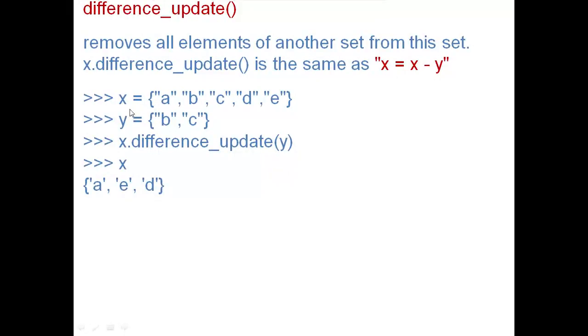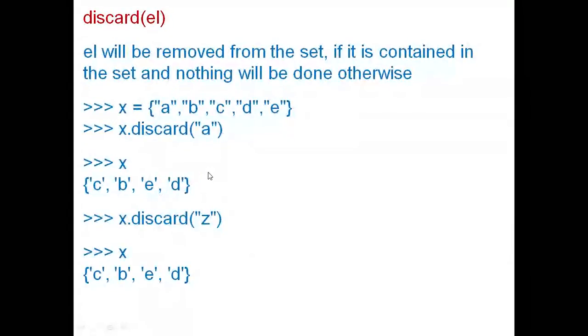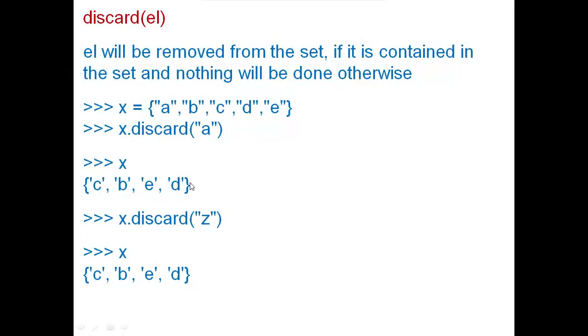Okay, so consider this example. Now I have x with 5 elements a, b, c, d, e and y with 2 elements b and c. When I say x dot difference update, then it will have all elements in x which are not in y, right? So a is not in y, so a will be in the result, b is there in y, it will not be there, c is there in y, it will not be there. So I will have the result as a, d, e. Okay, the order may change because it's an unordered collection, but I will have only these 3 elements. And the next function in set is discard.